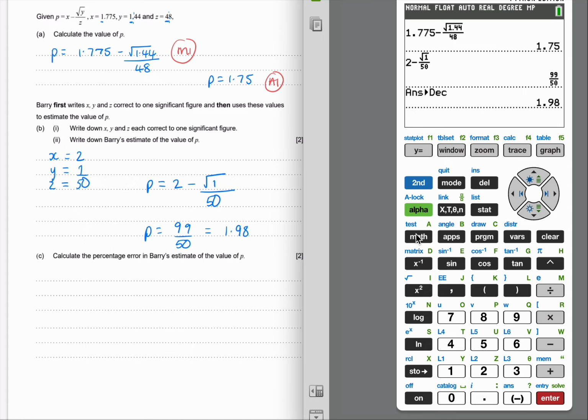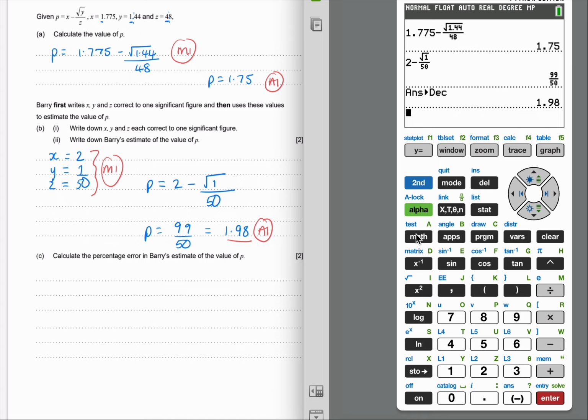So we can see there we have 1.98 as our estimation. So for this question, there is 1 mark for knowing what these values are, and a second one for the answer part here. So unfortunately, it does mean if you got one of the x, y, or z wrong, it then impacts both of those marks. So for part C, you're then finding the percentage error in the estimation compared to the real value.